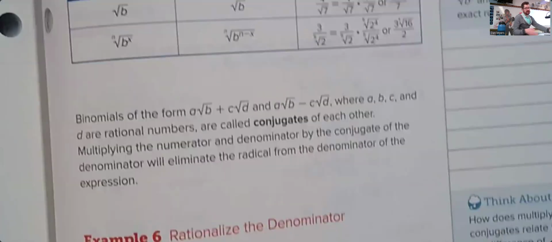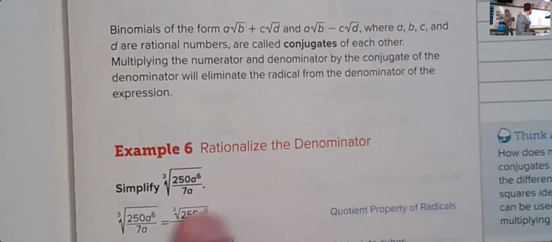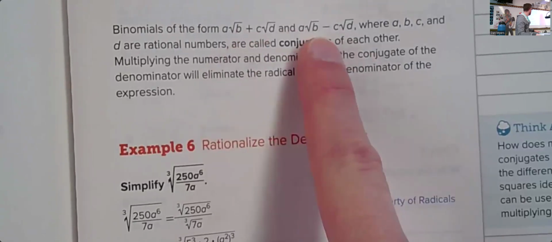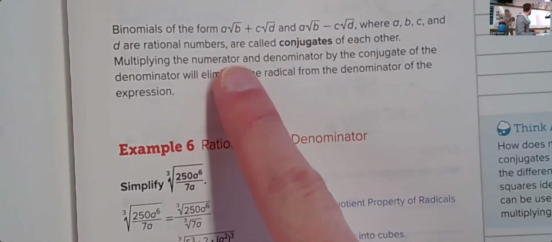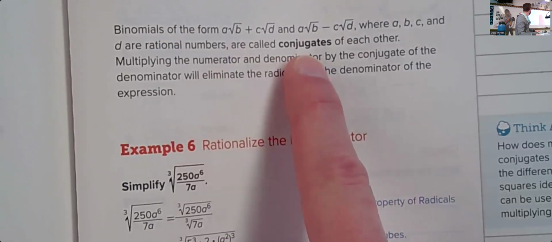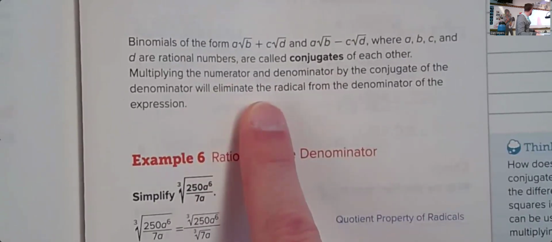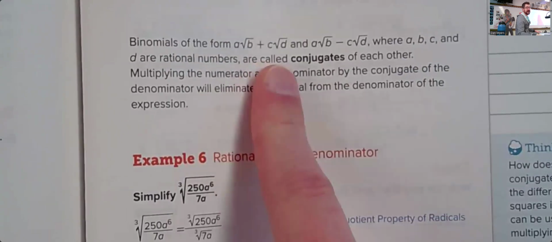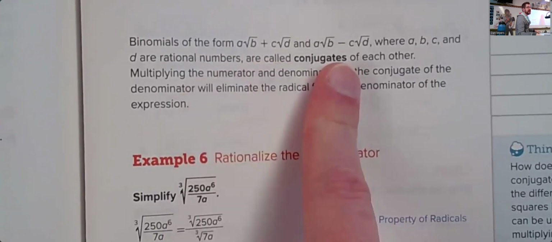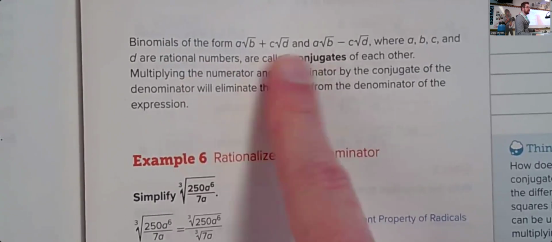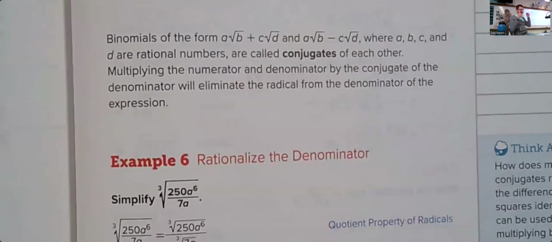Now, with binomials, we'll talk about this on the next page, but if you are adding radicals or subtracting radicals, where a, b, c, and d are rational numbers, these would be considered conjugates of each other. Multiplying the numerator and denominator by the conjugate of the denominator will eliminate the radical from the denominator of the expression. I'll show you what that looks like on the next page. But this is basically creating a difference of squares. If you remember difference of squares using FOIL, that's what we're going to be doing on the next page. But let's start with just rationalizing the denominator over here first.